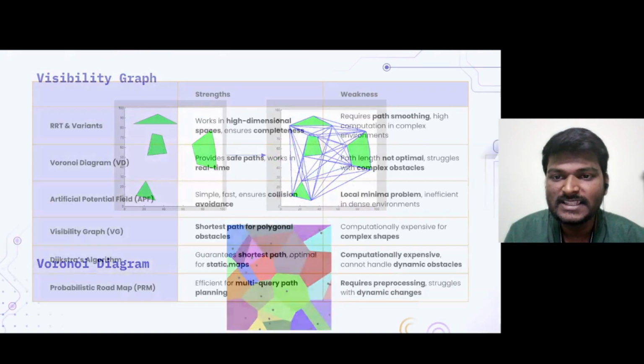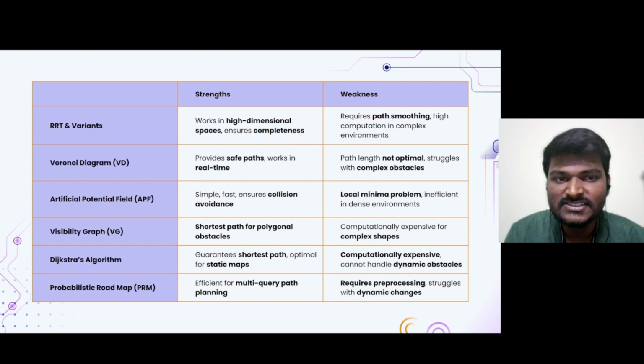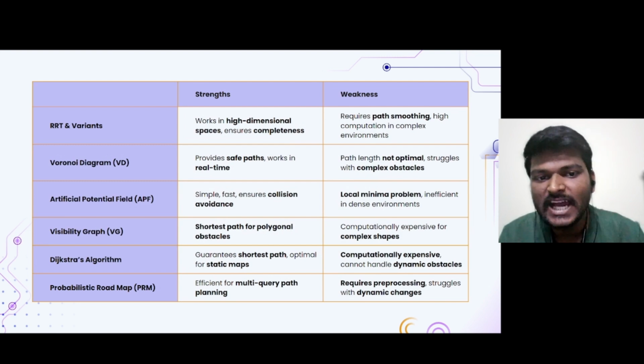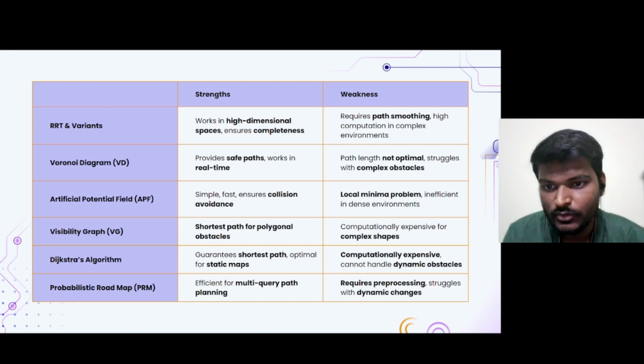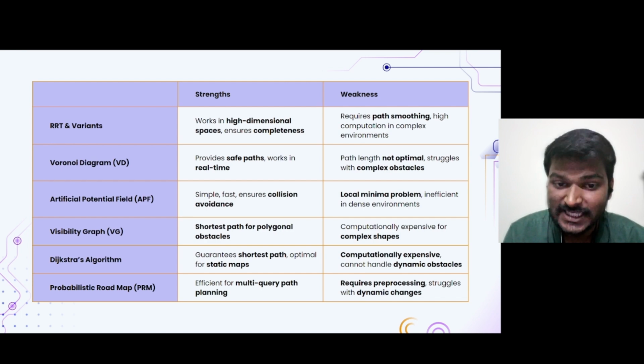Now, we can clearly see in this table the strengths and weaknesses of all these algorithms. RRT works in high dimensional spaces and ensures completeness, but it requires path smoothing and high computation in complex environments. Voronoi diagrams provide safe paths and work in real time, but path length is not optimal. It struggles with complex obstacles.